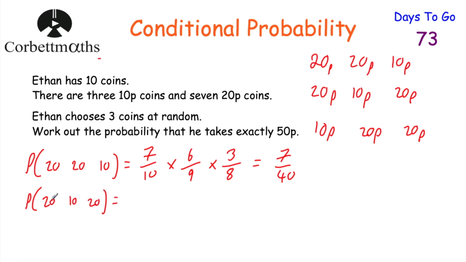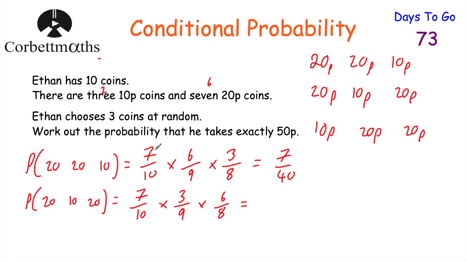Okay, so the first one being a 20p, well, he's got 10 coins, 7 of them are 20p, so it's going to be 7 tenths multiplied by, well, he's now taken out one of those 20p coins, so he's now got 6 20p coins left and 3 10p coins, and we now want to find the probability for 10p, so it's going to be 3 out of 9 this time, multiplied by, and then we want to find the probability of the last one being a 20p. Well, he's got 6 20p's left and he's got 2 10p's left, so it's going to be 6 eighths.